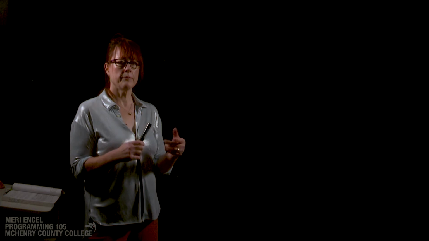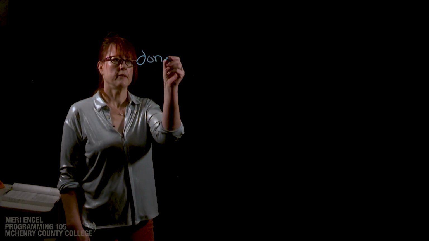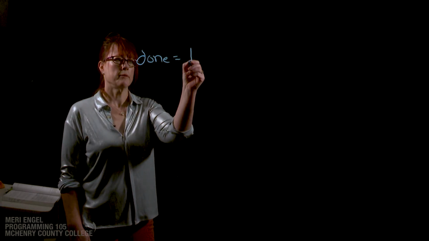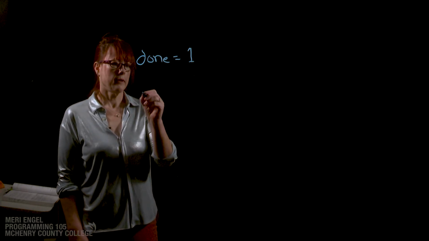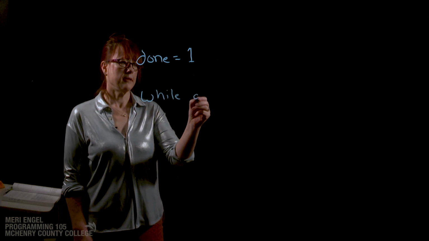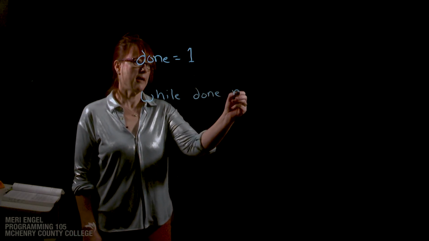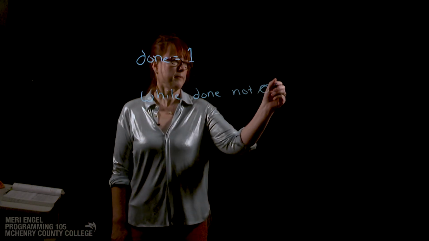So what I'm going to set is our initial value, which we're going to replace, and it will be equal to 1. So we're going to have a variable, and I'm going to call the variable done. I'm going to set it equal to 1, which is an integer. And then we're going to do a while loop. While done is not 0, so as long as it's not 0, we're going to keep going.